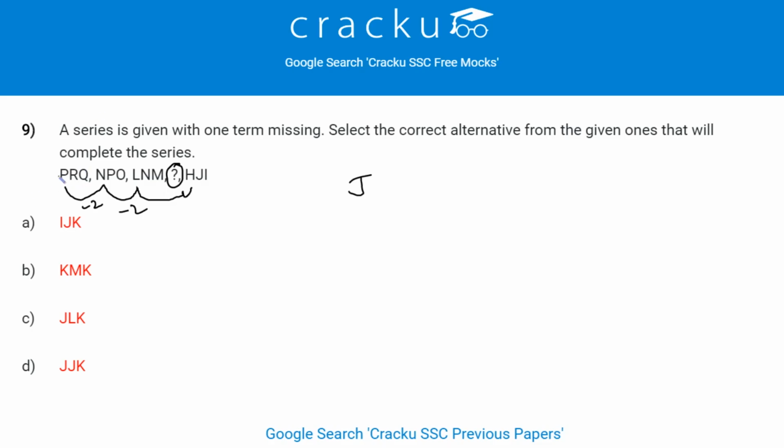Now coming to the second terms, from R to P again it is reducing by 2 units. From P to N, it is reducing by 2 units. From N, if you reduce 2 units, it is going to be L. Now coming to the third terms, from Q to O, it is reducing by 2 units. From O to M, it is reducing by 2 units. From M again, it should be reduced by 2 units. K, L, M, right? So if you reduce 2 units from M, it is going to be K. So the answer for this question is option C.